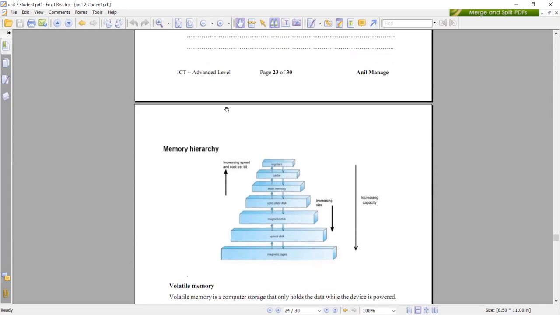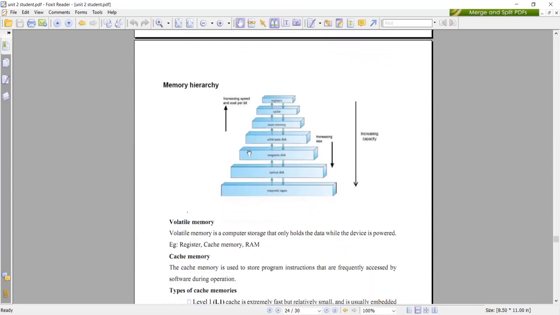Okay, then we'll go to the memory hierarchy. When you are considering memory hierarchy, how the memory is arranged. It can be according to size, capacity, cost, speed, right? When you compare memory, size and capacity are different. Capacity means the data that you can store. The capacity can be a bit less than the size, right?